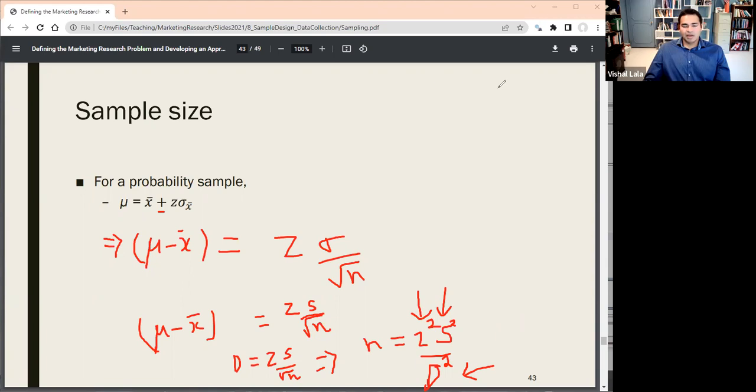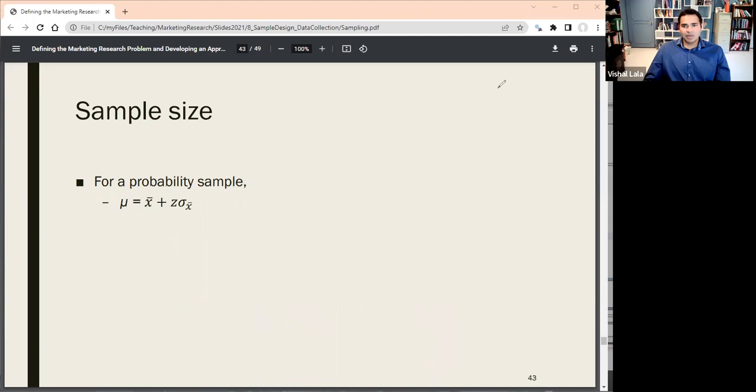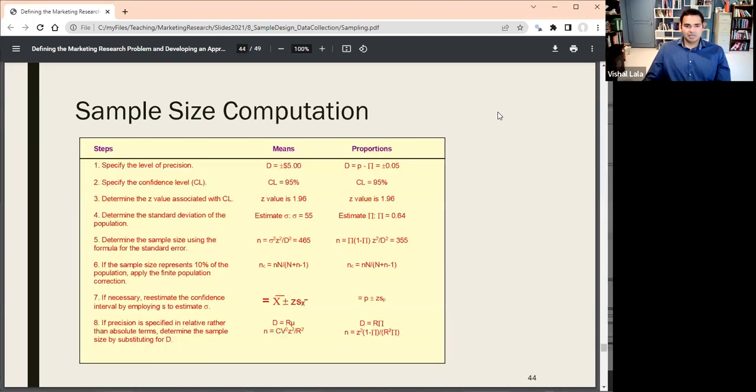So by plugging in numbers for Z, S, and D, you can come up with a projected sample size. Let's be more concrete with this example. Let's say our goal for the level of precision here is D. Confidence level is 95%. Knowing the confidence level is 95%, we get a Z value of 1.96. We have here 5 for D, Z is 1.96, and we're going to estimate a standard deviation.